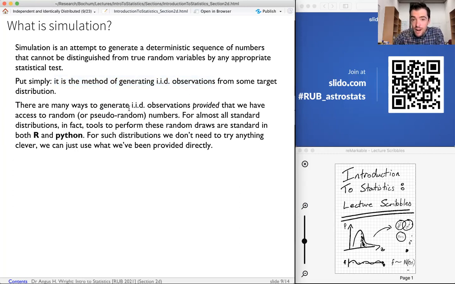There are many ways to generate these sorts of IID observations, provided that we have access to pseudo-random numbers or truly random numbers. And as we've seen already with our little generator, we do have access to those even on a deterministic machine. So this is something that we can do. So this is now asking the question, how do we do it? Why do we do it? What do we do?